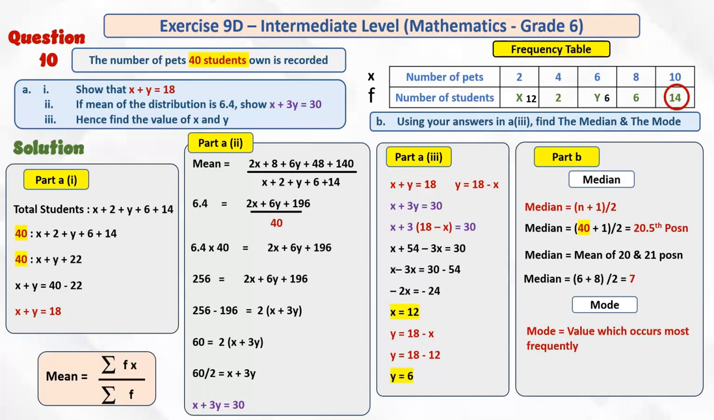What is mode? Mode is the value which occurs most frequently. In this table we see that the frequencies are 12, 2, 6, 6 and 14, and 14 is the highest frequency of this table, and the corresponding value of the number of pets is 10. So the mode equals 10, and that is your answer.